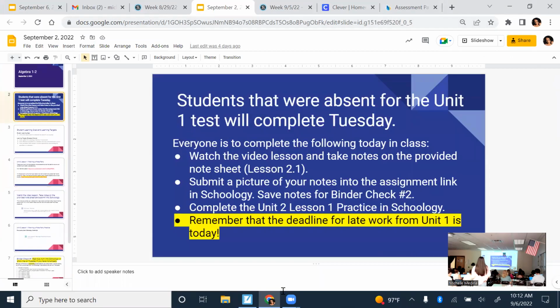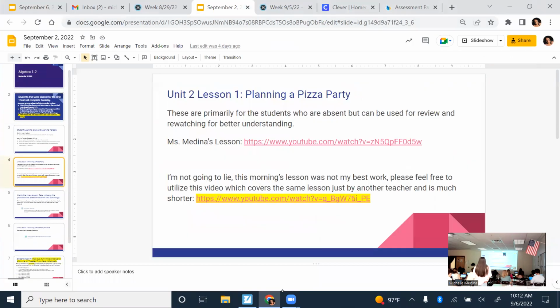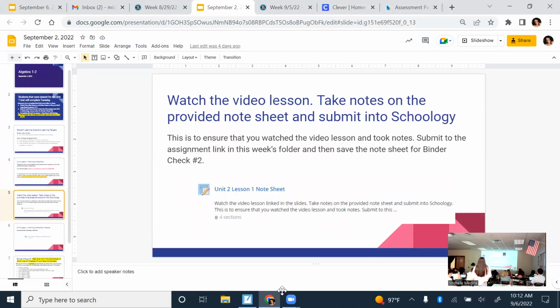The instructions were here for what you're supposed to do. Watch the video. You can watch this short one that I provided if you wish. Take notes. If you didn't grab the note sheet, just take notes on your own paper. But you're going to take a picture of that note sheet and upload it, because whenever I'm absent, that's how I know that you made up the lesson, since I wasn't here to directly teach it to you. So you watch it, take notes, upload it.